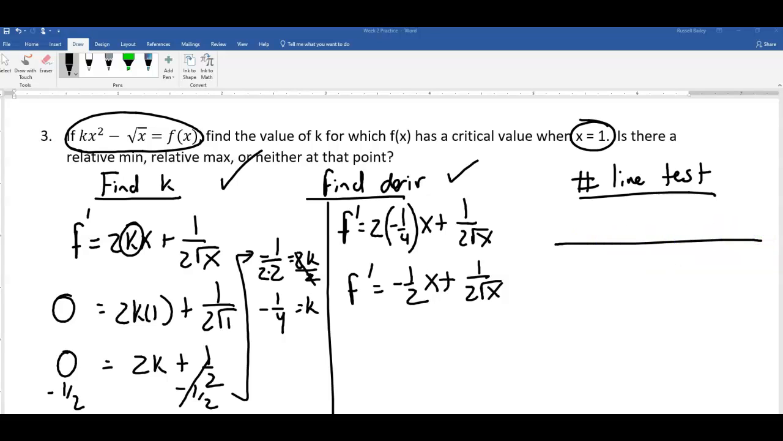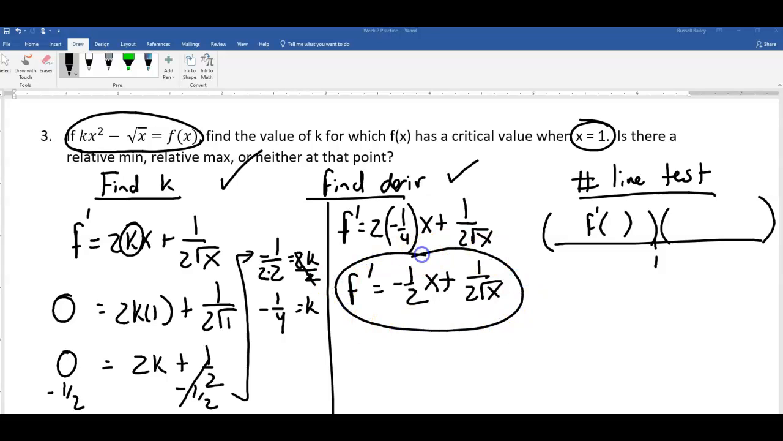Our critical value is 1. And we're going to pick a number less than 1. 0 might be tempting, but I already know 0 is not going to work, because if you try to plug 0 into this, you're going to get undefined. We'd end up with 0 on the bottom if you did that. So I'm not going to do 0. We need to pick something like a 4th.